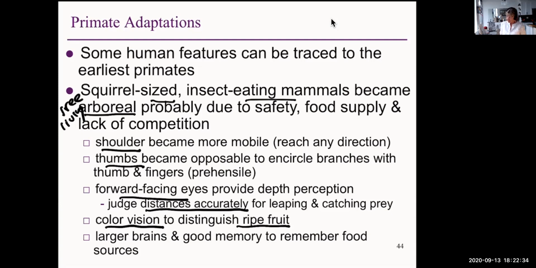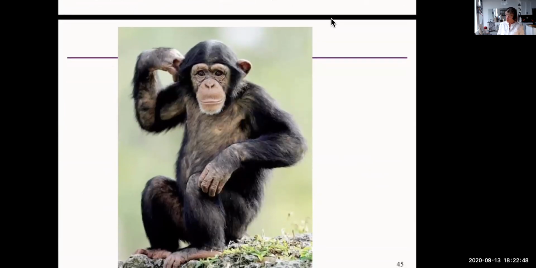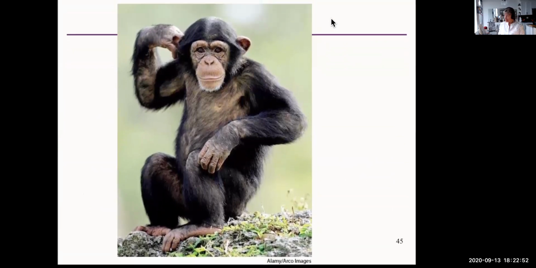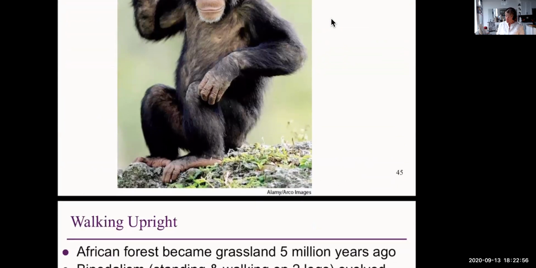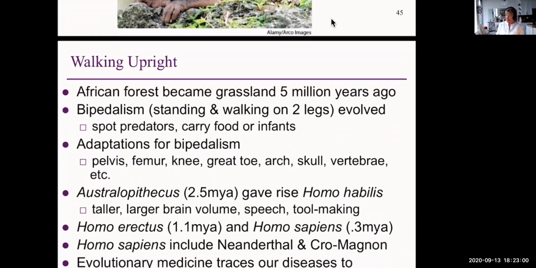Also, the primates have a larger brain and a good memory to remember food sources. So these are things that distinguished primates from other organisms. So here's an ancestor, not an ancestor, sorry, this is a primate, a current primate, a chimpanzee, and we are related to chimpanzees. We have a lot of the similar traits.